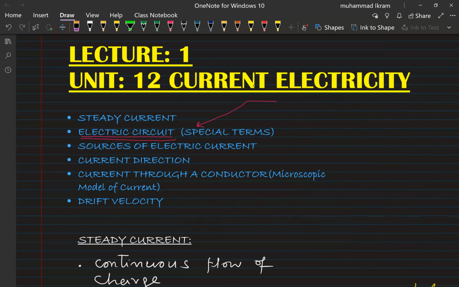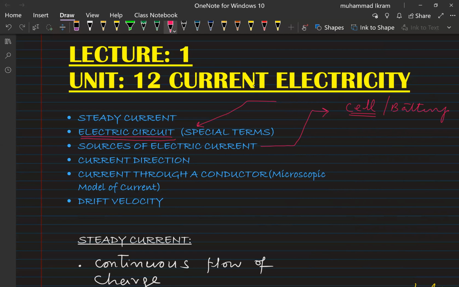Then there come the sources of the current. There are various sources of the current. For example, we have the cell, and you know that the cell is one basic unit of electricity, and you learned this in class 10, that a cell converts chemical energy into electrical energy. And then we have the battery also, and you know that a battery consists of two or more cells together to provide a greater current or voltage source.